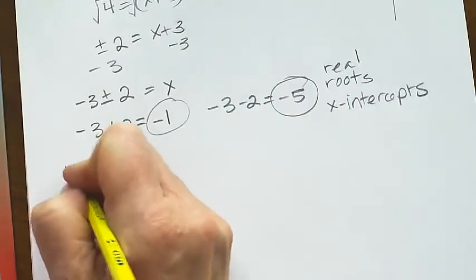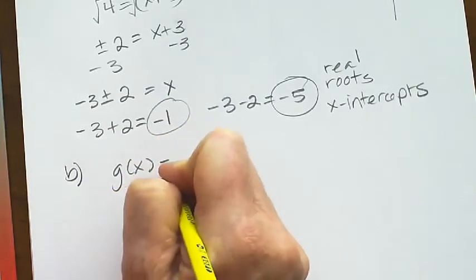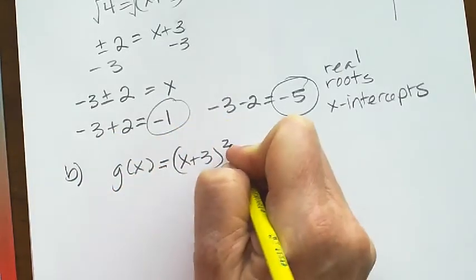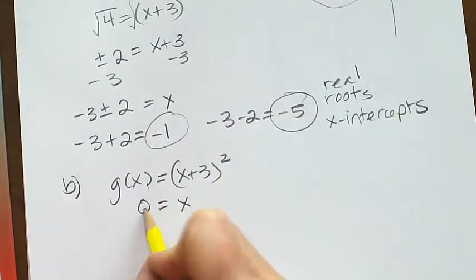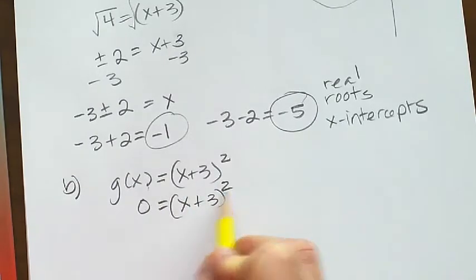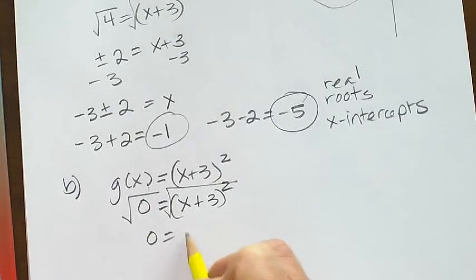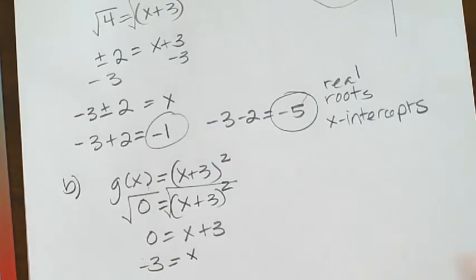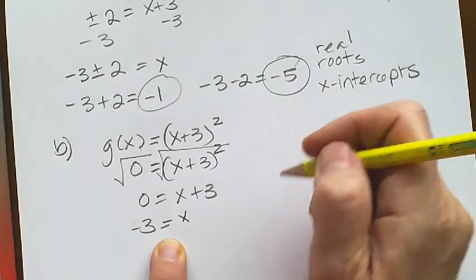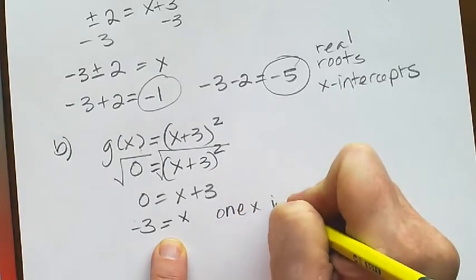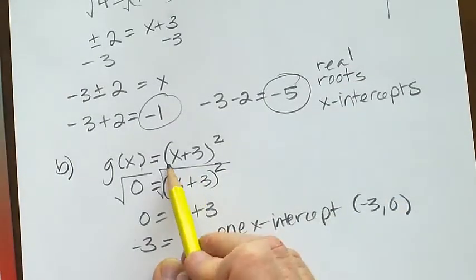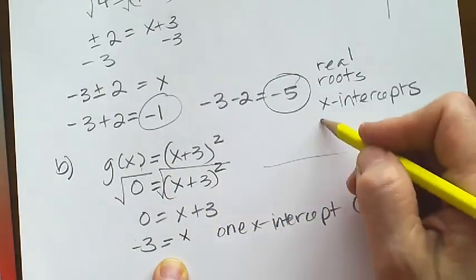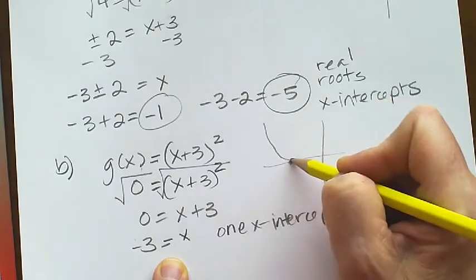Okay, part B says to sketch g of x equals x plus 3 squared and find the roots. Okay, so the roots are the x-intercepts. So I replace y with 0, solve for x, undo the squaring. That gives me 0 equals x plus 3. Subtract 3 from each side, x equals negative 3. So it's only going to have one x-intercept at negative 3, 0, and there's no negative leading coefficient. So rough sketch, it's going to look kind of like this.